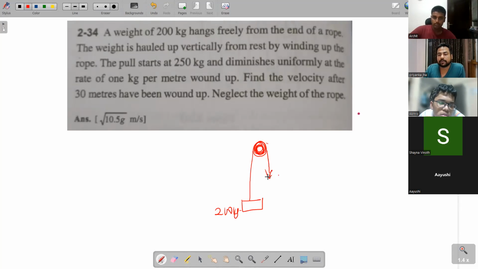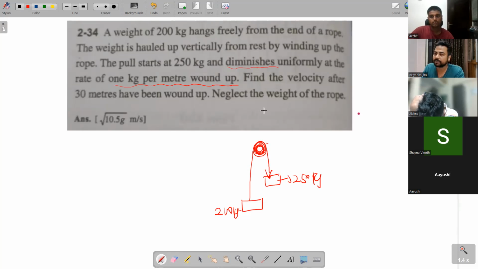Suppose someone standing here is trying to pull this. If you correlate this question, you can consider there is a block that is hung up. So initially the mass of the block is 200 kg. This block will provide the pull, right? If you multiply this mass with g, you will get the force. So initially this was the pull, and it constantly diminishes uniformly at the rate of 1 kg per meter wound up. Find the velocity after 30 meters have been wound up.